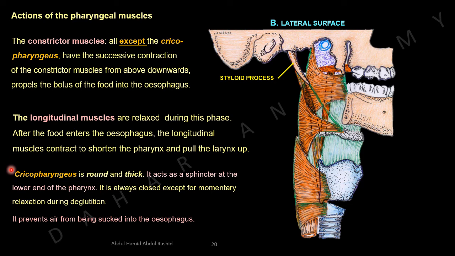Cricopharyngeus is round and thick. It acts as a sphincter at the lower end of the pharynx. It is always closed except for momentary relaxation during deglutition. It prevents air from being sucked into the esophagus.